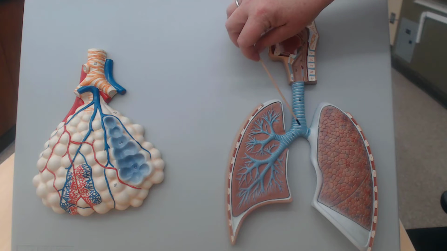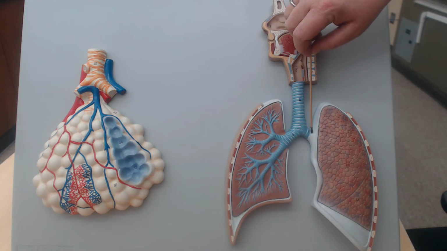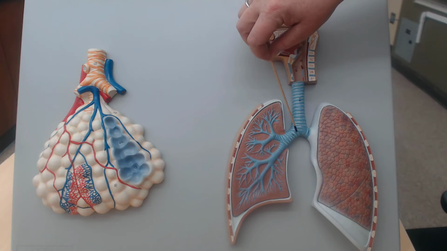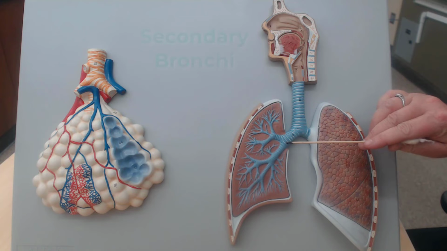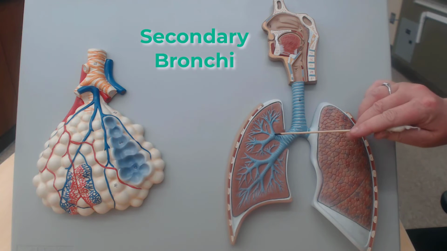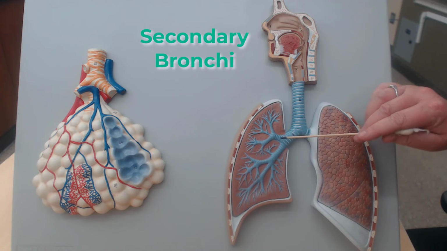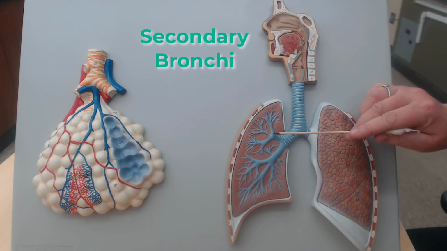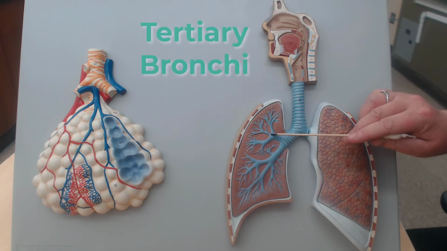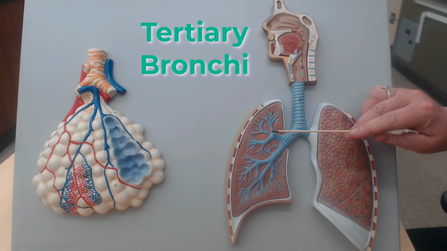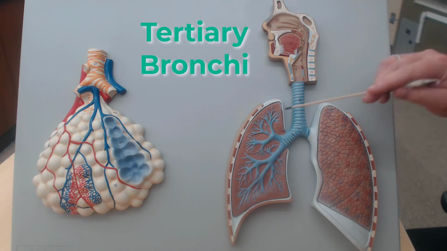Here's the trachea. Trachea is going to branch off into the left primary bronchus and right primary bronchus. From the right primary bronchus, you can then see another split, and this gives rise to the secondary bronchi. The secondary bronchi are then going to split again to the tertiary bronchi and so on.